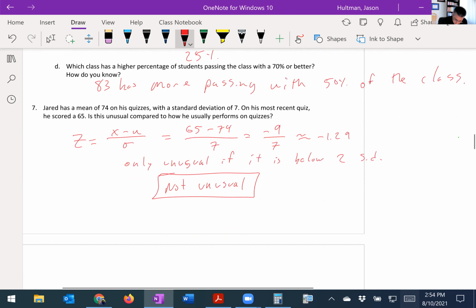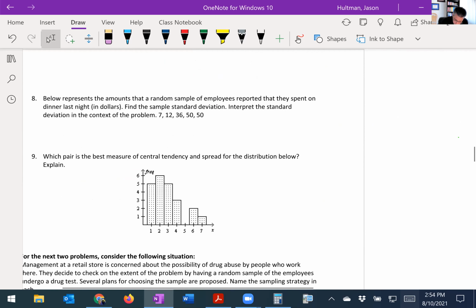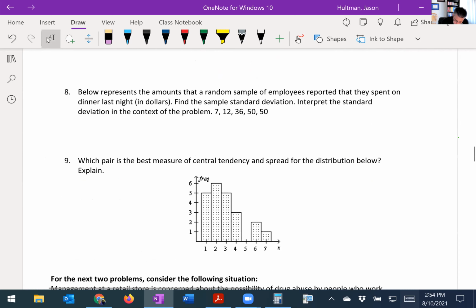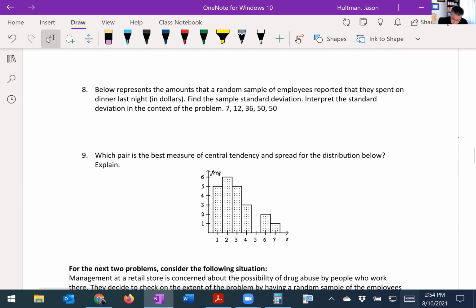Okay, let's move on to number 8. Below represents the amounts a random sample of employees reported they spent on dinner last night in dollars. Find the sample standard deviation. Interpret this standard deviation in context of the problem. So let's go to our calculator on this one.